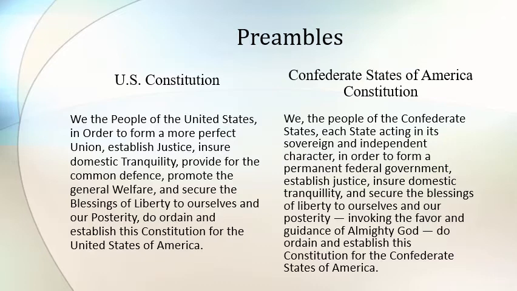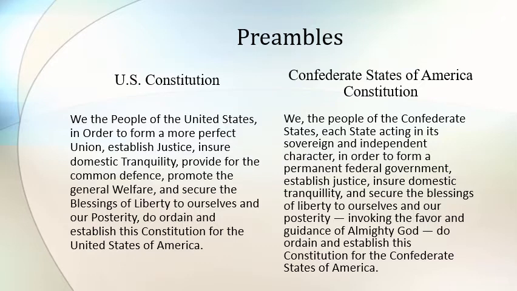Now, I'm not going to read the U.S. Constitution preamble, but we're still going to compare the two. Most notably, right from the get-go, the Confederate Constitution is putting the power in the hands of the state when it says each state acting in its own sovereign and independent character. In the U.S. Constitution, there is only one sovereign power, and that sovereign power is the U.S. government. Not the case here in this Confederate State Constitution. Obviously, states' rights tied distinctly to this idea of slavery.